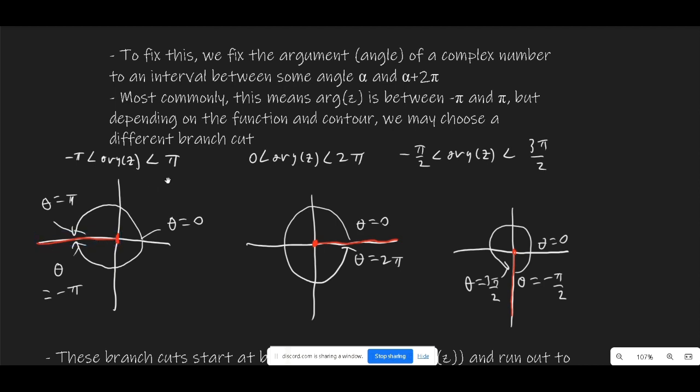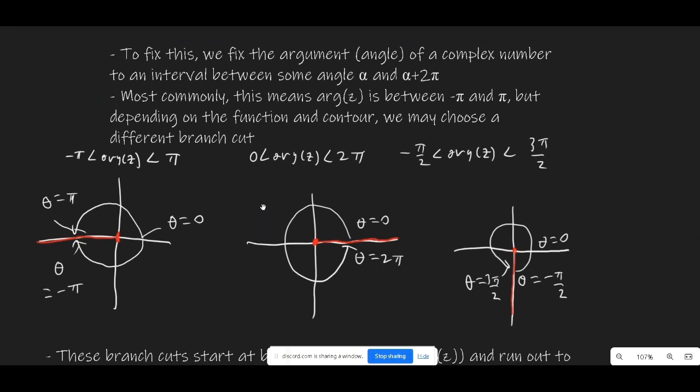So here's another example of a branch cut we may choose. 0 is less than the argument of z is less than 2 pi. Now in this situation, theta is going to increase going counterclockwise in a full circle, right? But again, when we reach this full circle, if we want to keep going, our argument is going to change by 2 pi. And another common branch cut that we might pick is negative pi over 2 is less than argument of z is less than 3 pi over 2, which means that our branch cut will run from z equals 0 all the way down to negative i infinity.